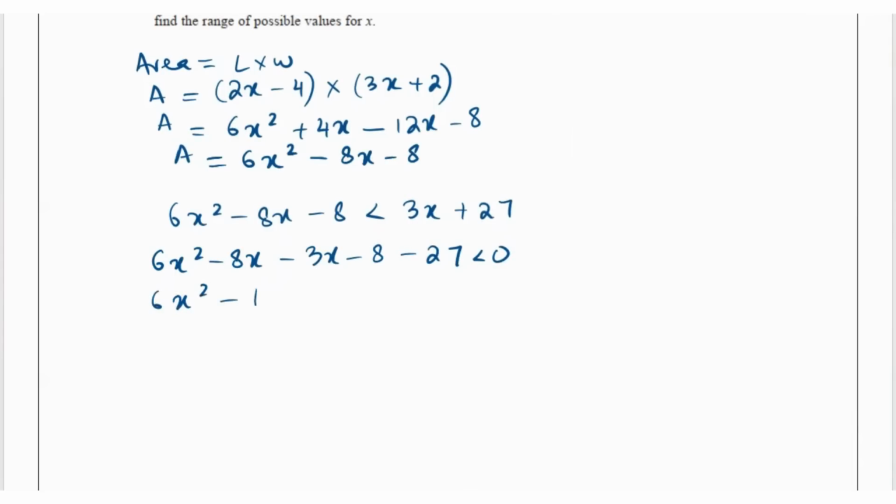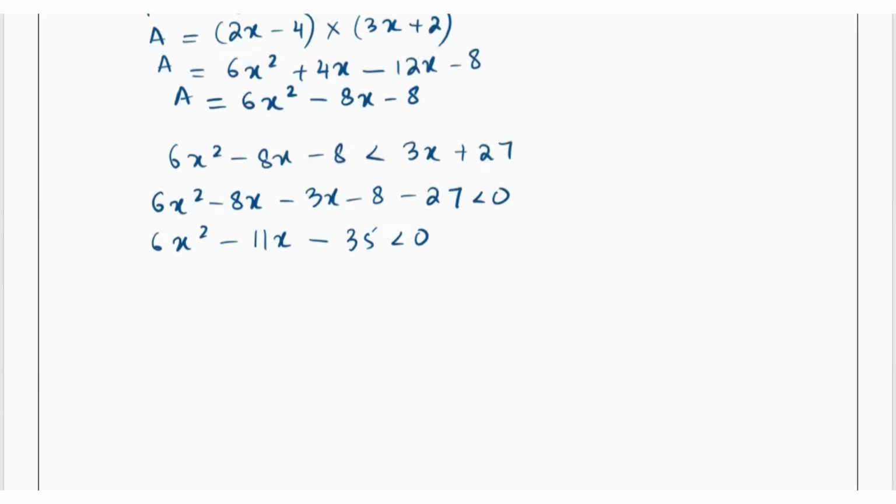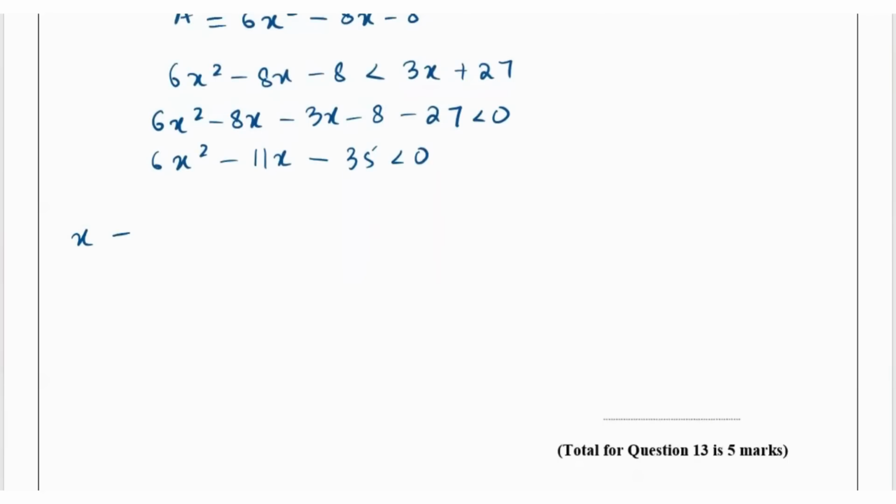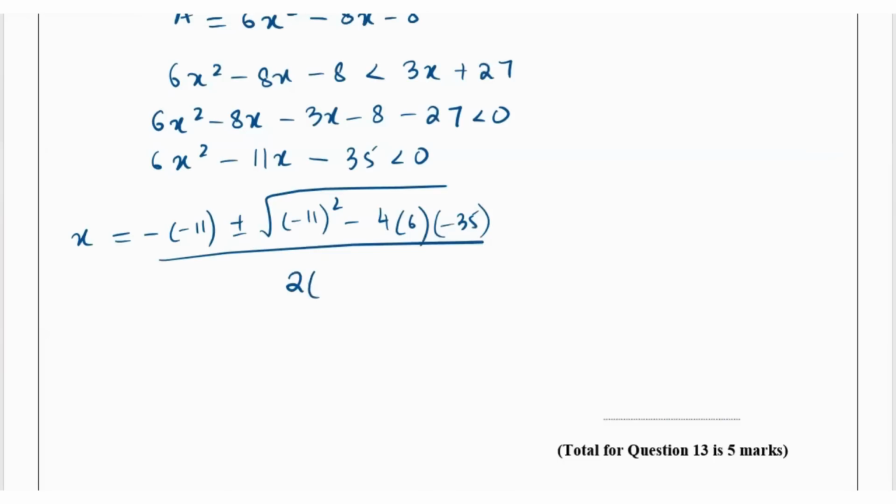So that's 6x squared minus 11x minus 35 is less than 0. So now let's factorize this quadratic inequality to find the range of values for x. We can use the quadratic formula or splitting the middle term, whatever works for you. I'm going to use the quadratic formula for this one. So x is equal to minus negative 11 plus minus root of negative 11 squared minus 4 times 6 times negative 35 over 2 times 6.